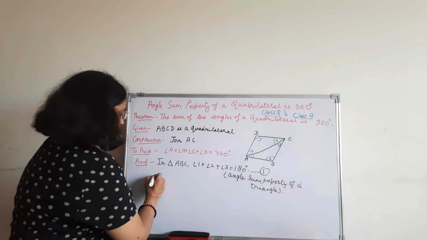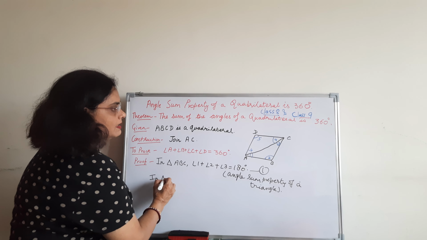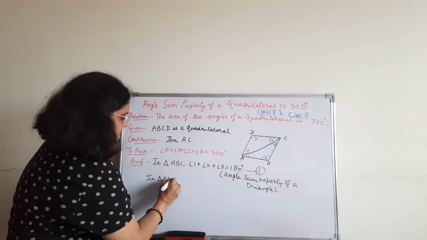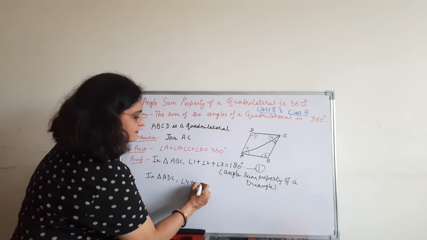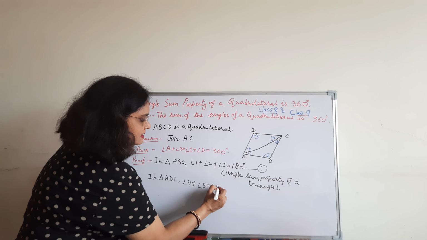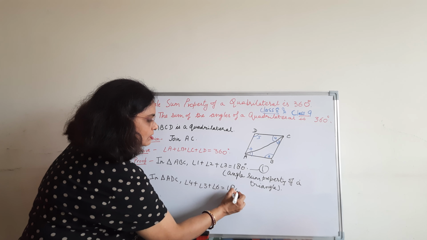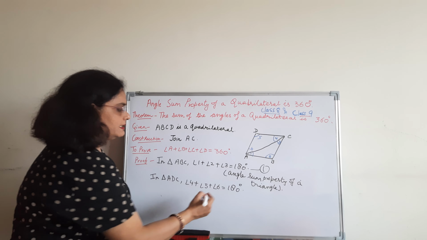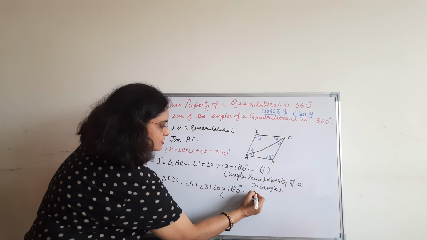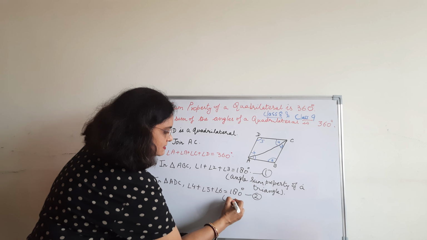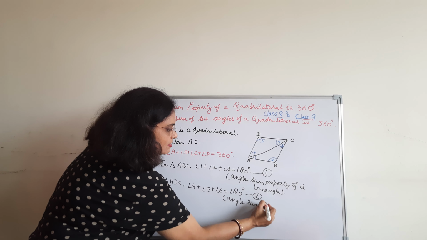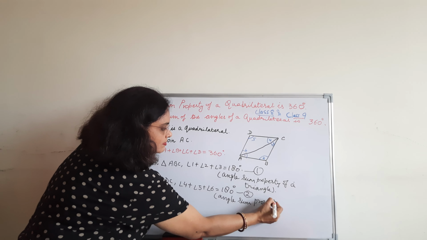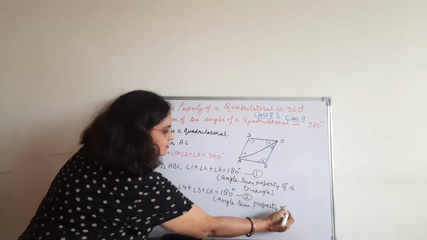Similarly, in triangle ADC, angle 4 plus angle 5 plus angle 6, it is also equal to 180 degrees. This becomes equation 2, angle sum property of triangle.